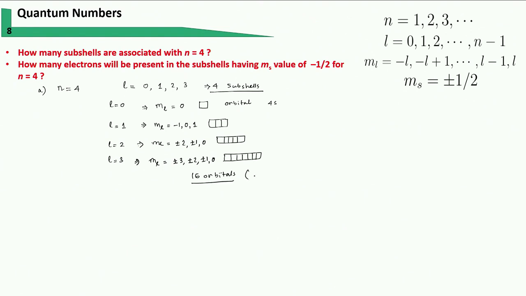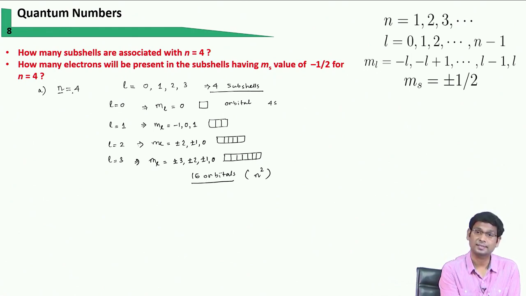So, this number of orbitals of course goes as n square. So, if n is 4, we have n square, 16 orbitals, and the number of subshells is also given as n, because l goes from 0 to n minus 1. So, therefore, if the principal quantum number n is given, you have n subshells, you have n square orbitals, and you know that each orbital can have 2 electrons. So, therefore, the number of electrons will be 2n square, in this case it is 32.